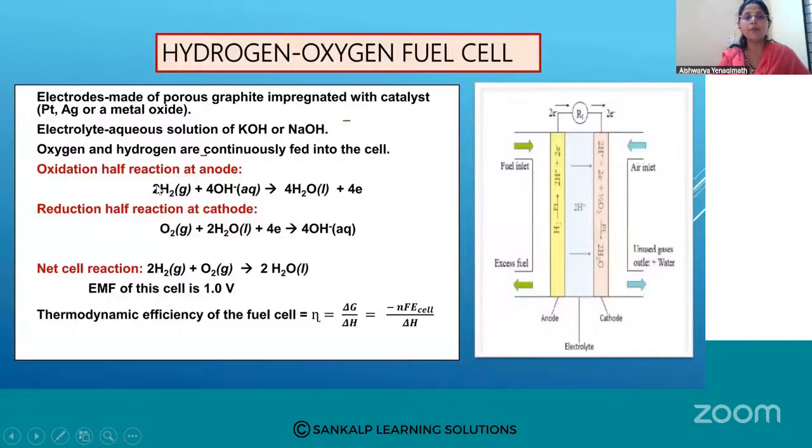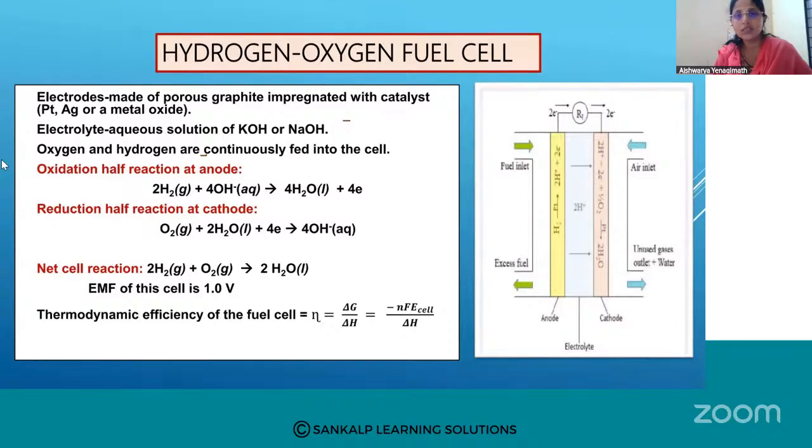So what happens? Hydrogen oxygen fuel cell. So electrodes, they are made up of porous graphite impregnated with catalyst. Which is the catalyst being used? Catalyst is what, which helps to speed up the reaction. Okay, so electrolyte is what? Aqueous solution of KOH or NaOH. Oxygen and hydrogen are constantly fed into the cell. So what is oxidation half reaction at anode? You can see this is the setup.